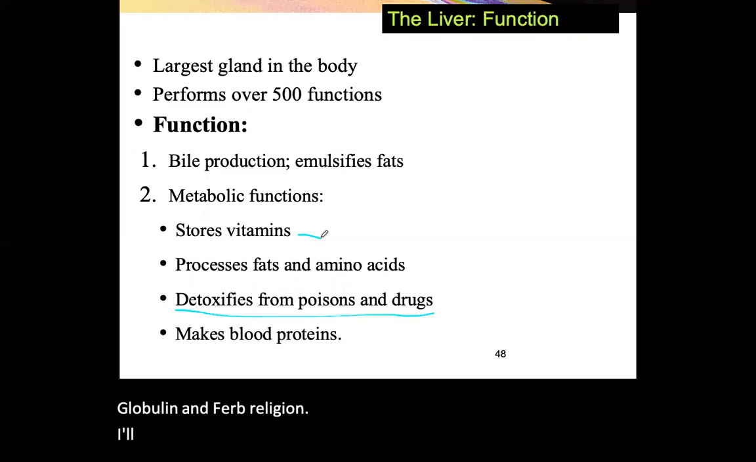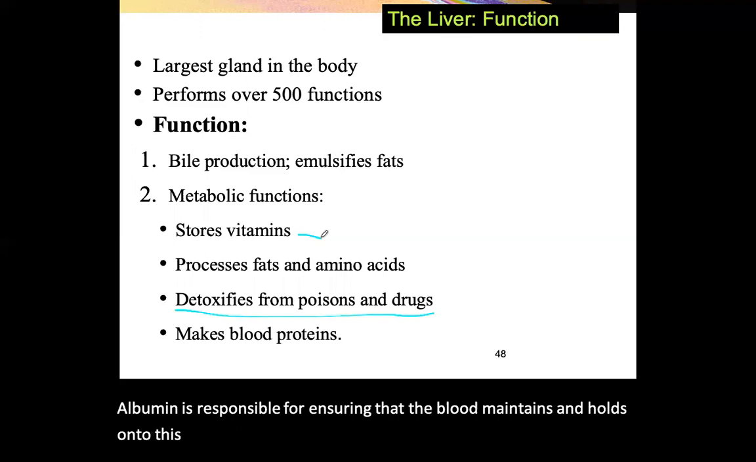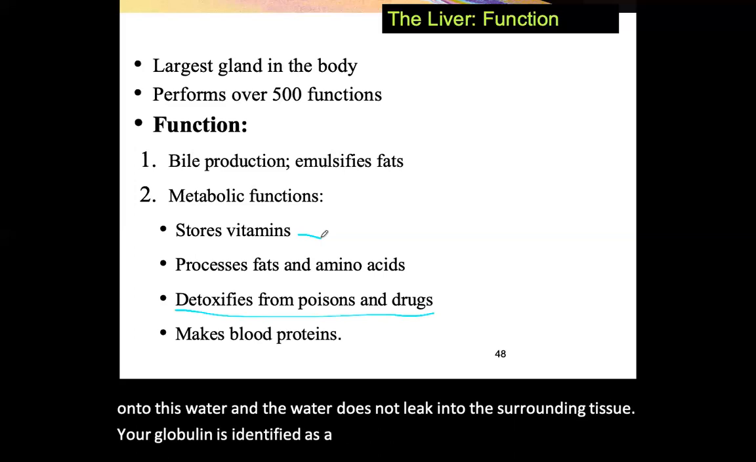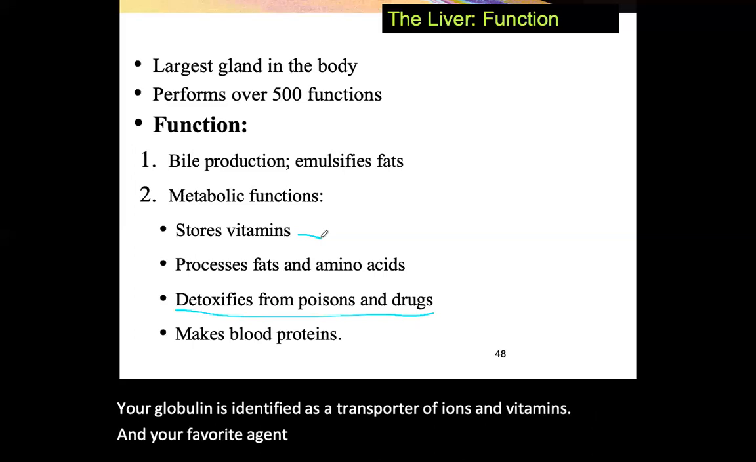Albumin is responsible for ensuring that the blood maintains and holds on to this water, and the water does not leak into the surrounding tissue. Your globulin is identified as a transporter of ions and vitamins. And your fibrinogen is responsible for blood clotting.